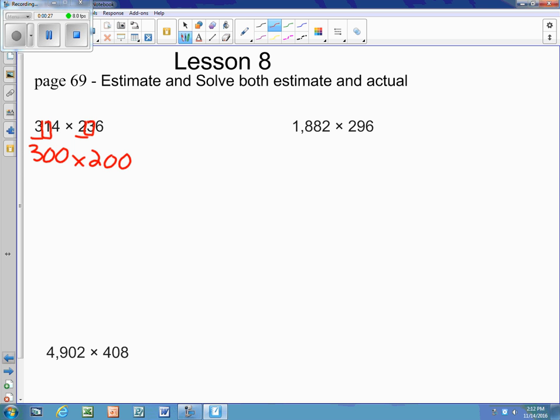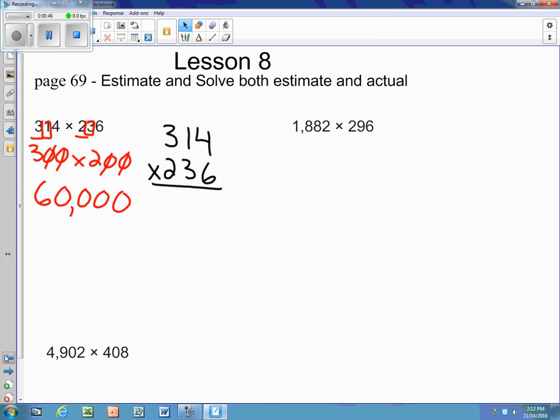Now in order to solve that, we ignore the zeros. We do 2 times 3, which is 6, and we put 4 zeros back in. Now we're going to do the actual solving of 314 times 236.